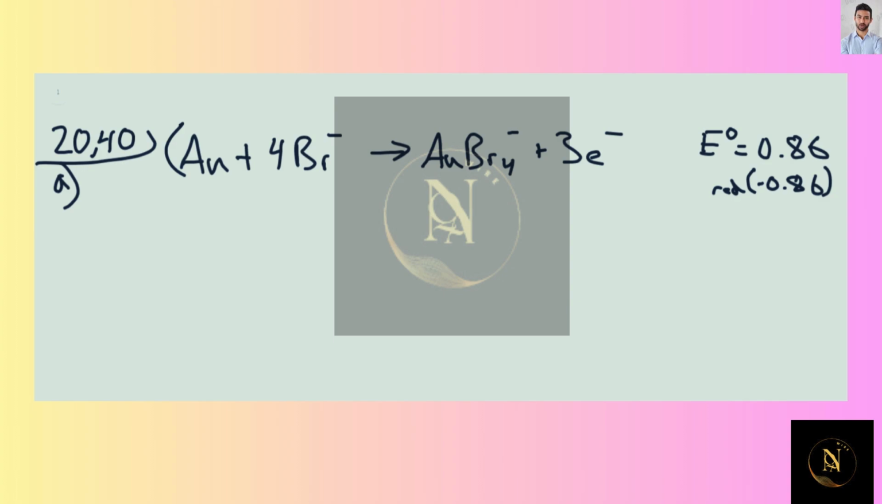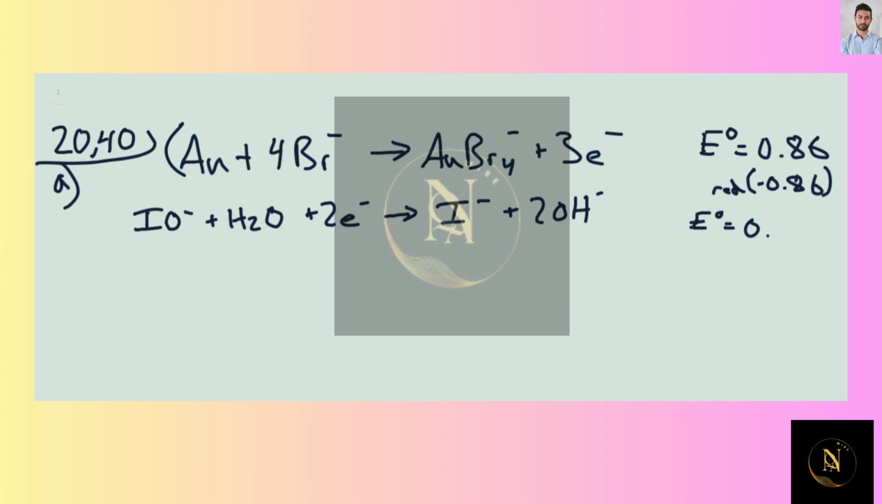So the next reaction we can leave as is. We have IO3 minus plus H2O plus 2 electrons, producing I minus and 2 hydroxide. Now for this reaction here to work, what we need to do is make sure the electrons will cancel. So since we have a 2 and a 3, we can multiply the top by 2 and the bottom by 3.